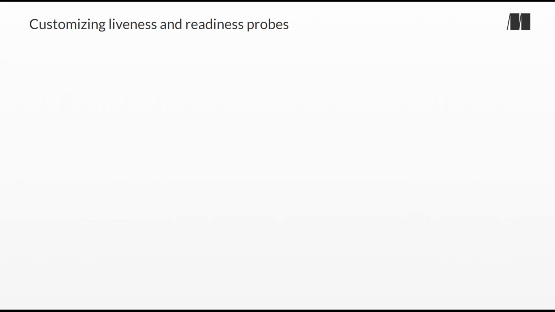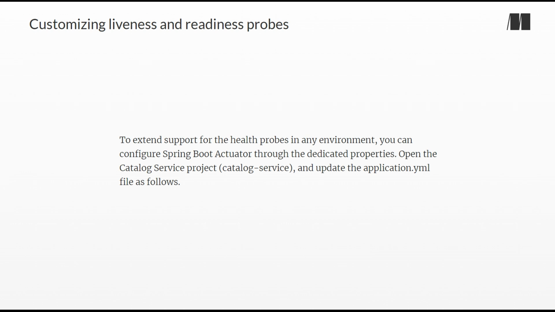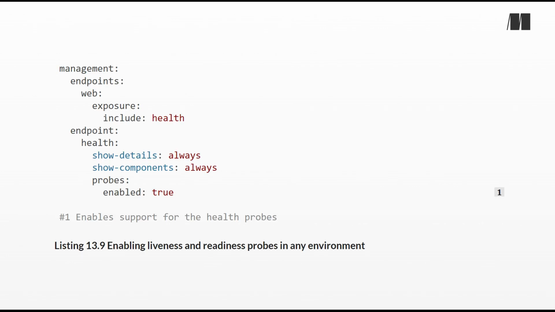Customizing liveness and readiness probes. To extend support for the health probes in any environment, you can configure Spring Boot Actuator through the dedicated properties. Open the Catalog Service project, Catalog Service, and update the application.yml file as follows. Listing 13.9. Enabling liveness and readiness probes in any environment.